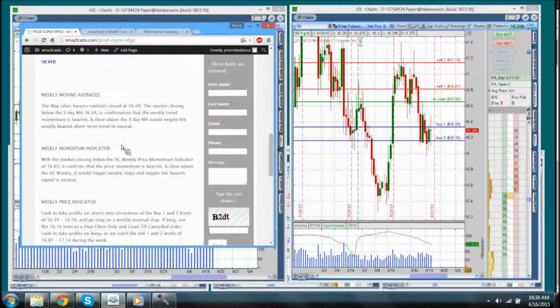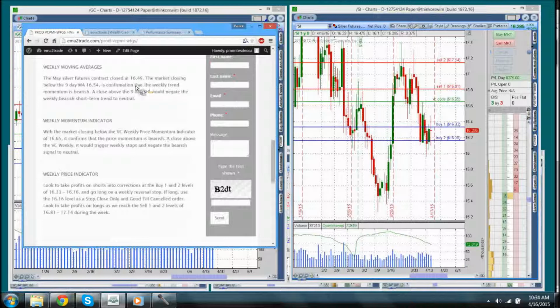The market last Friday, the May silver futures contract closed at 1649. The market closing below the 9-day moving average of 1654 is confirmation that the weekly trend came in this week slightly bearish. But it also tells you that if it was to close above 1654, that it would negate this bearish short-term trend, and it would basically go neutral.